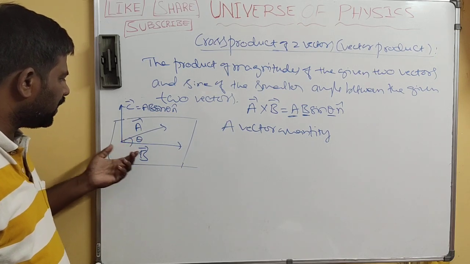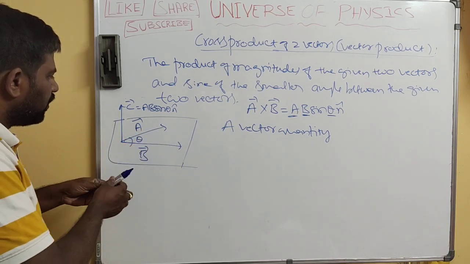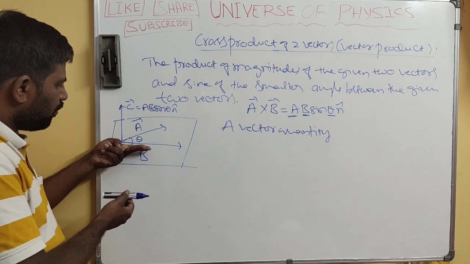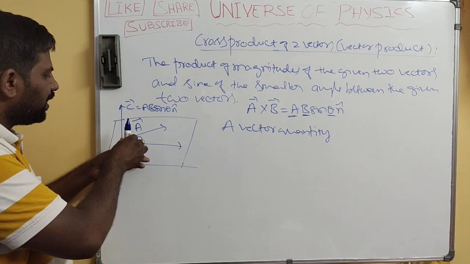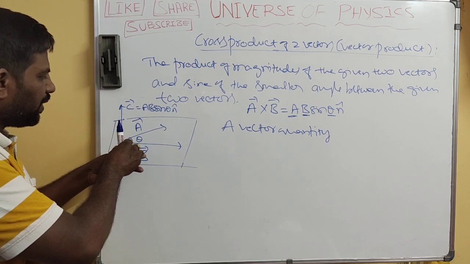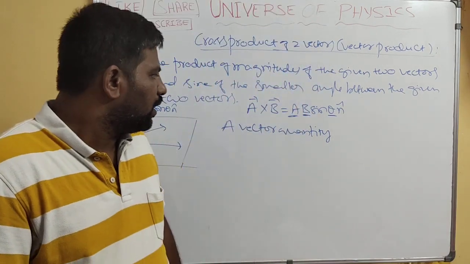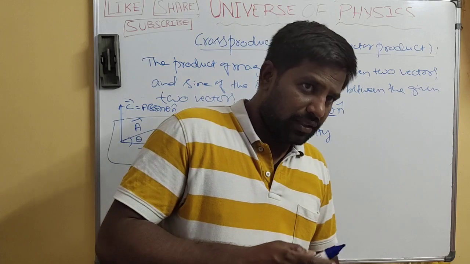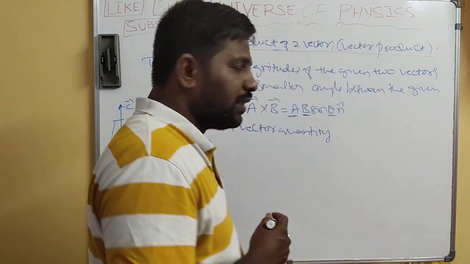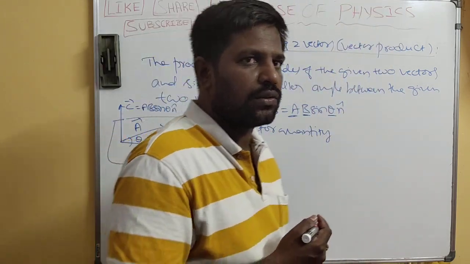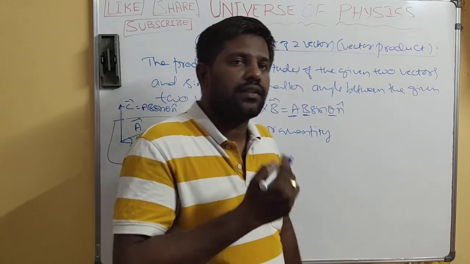Here vector A and vector B lie in the same plane. This is the new vector, which is always perpendicular to the plane containing the given two vectors. And it can be understood by considering the right hand screw rule or right hand thumb rule.